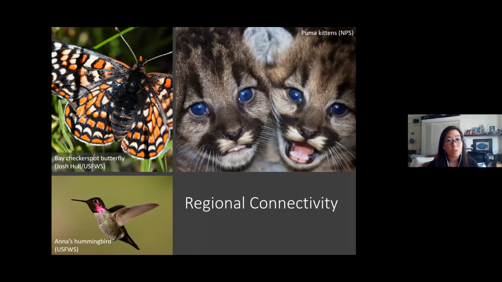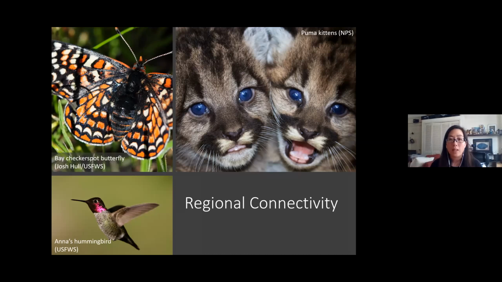And then there's regional connectivity. So just a larger scale that's important for other species that might be more mobile, might have varied resources that are more spread out, might just require more space. So things like mountain lions actually have very large home ranges. They range from 75 to 200 square miles.